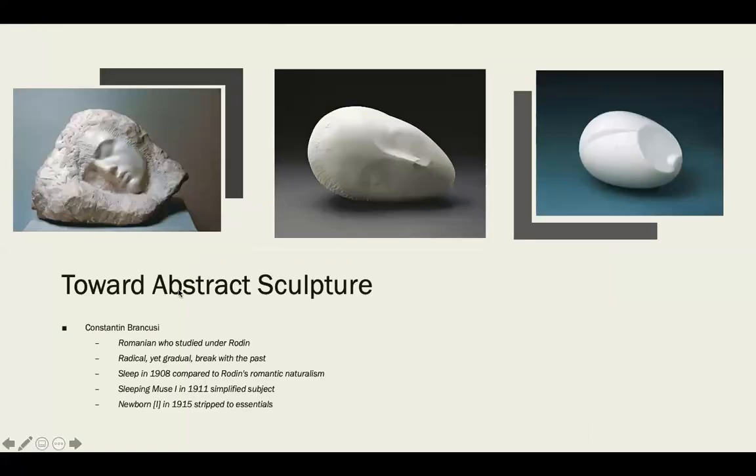I don't know why it's so tiny, but let's look a little bit toward abstract sculpture. We've talked a lot about painting and the composing of a painting, but sculpture starts to see this trend of simplification as well. Konstantin Brancusi is one of the biggest names in this simplification process. He is a Romanian who studied under Rodin, a very radical yet gradual break from the past.